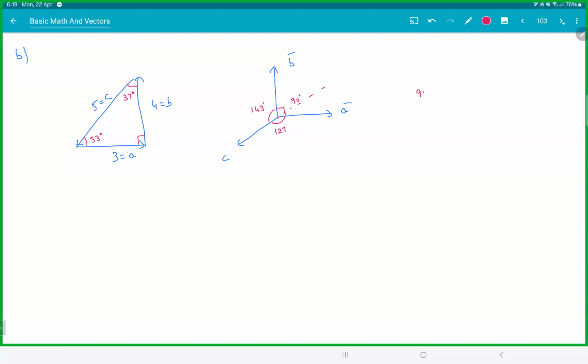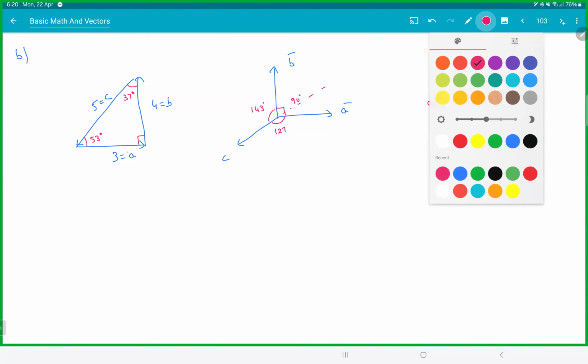Got it? In the exam, 90, 37, 53 will be there as an option. You will mark it in a hurry. You'll get a minus 1, and then you'll cry, oh, silly mistake happened. It's not a silly mistake, that's a trap. So the answer is 90, 127, and 143. This is how you get the angles.